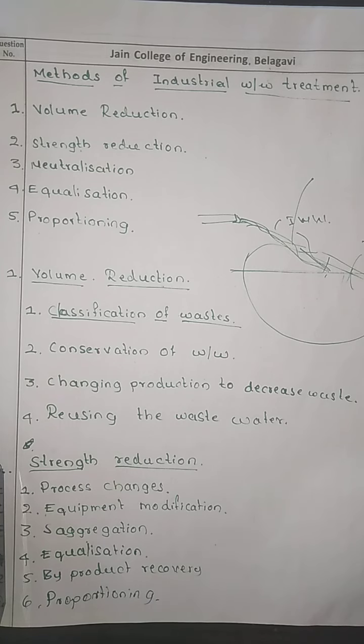Now we need to have some equipment design changes. By having equipment design changes also, we can reduce the quantity of waste that is discharged. So again, this is also one of the methods by which we can reduce the quantity of wastewater that is discharged into the receiving water body. Then the next method is reusing the wastewater.